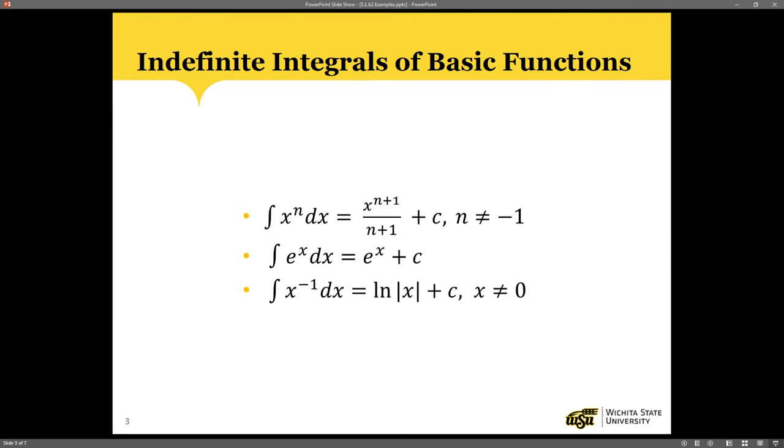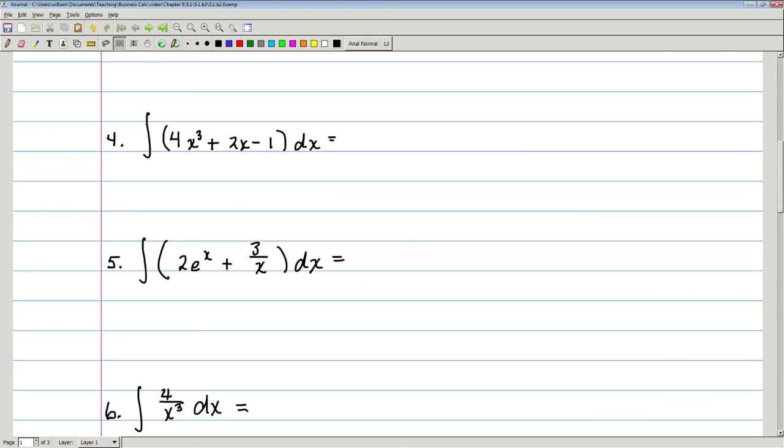Let's go on with our examples now that we've reviewed that. Let's pick up where we left off with our examples with number 4. Now, as I write these first couple, I don't expect you to write them this way in your notes, but it helps to see it done this way at least once.